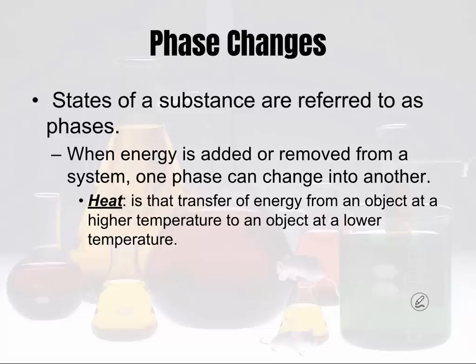So when you add energy or you remove energy, you can change from one phase to another. So you can go from a liquid to a solid if you remove some heat, or you can go from a solid to a liquid if you add heat. So heat is that thing we're transferring. Heat is just another word for energy. So it's a transfer of energy from an object at a high temperature to an object at a lower temperature. So heat always flows from hot to cold.